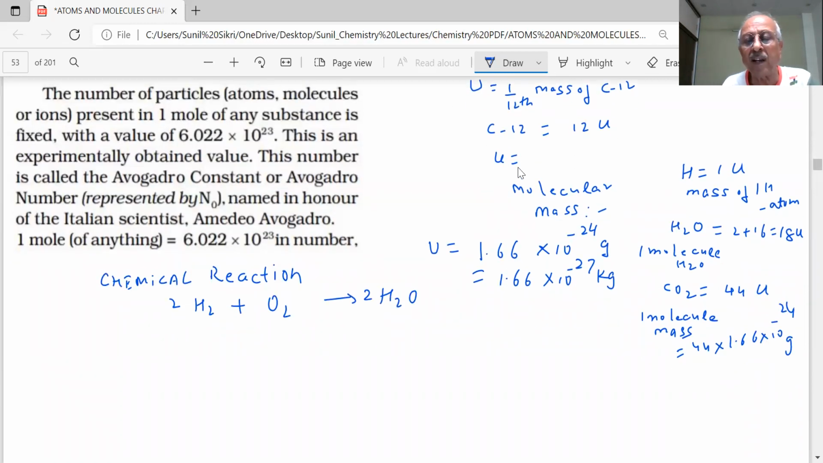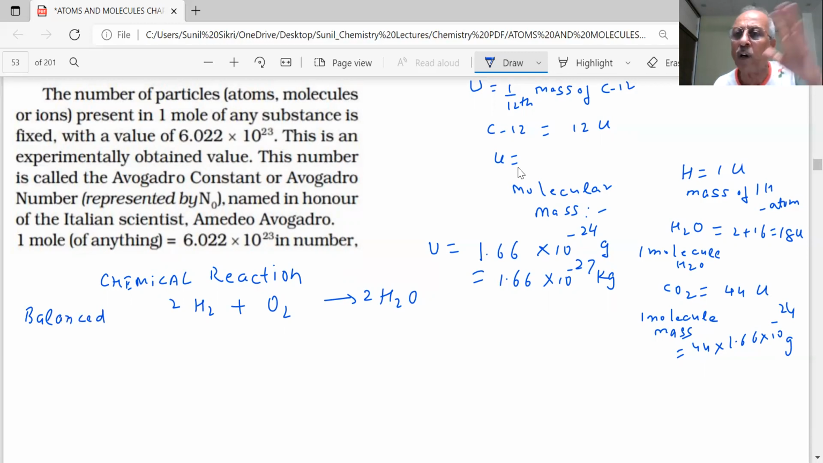When I am doing a chemical reaction, I will need some calculations. What calculation? How much water is produced by hydrogen and oxygen? According to this equation, which is balanced. Balanced means, student, the number of atoms of each element on the left side is equal to the number of atoms on the right side. This is a balanced equation.